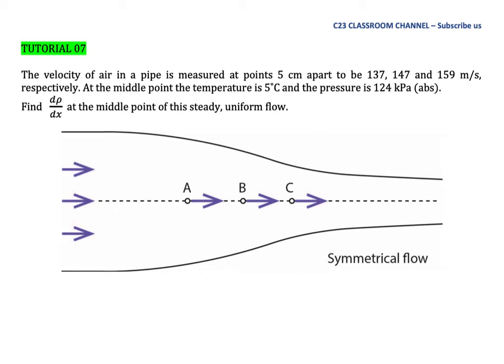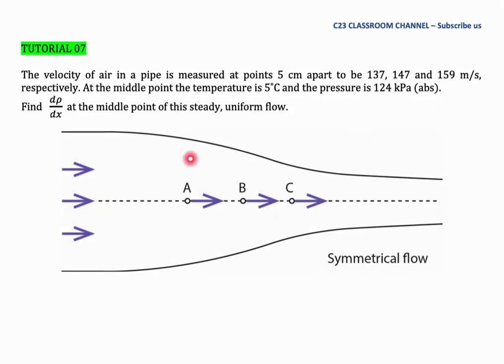Tutorial number 7. The velocity of air in a pipe is measured at 0.5 meters apart to be 137, 147 and 159 meters per second respectively. At the middle point, the temperature is 5 degrees Celsius and the pressure is 124 kilopascal absolute. Find d rho over dx at the middle point of this steady and uniform flow.